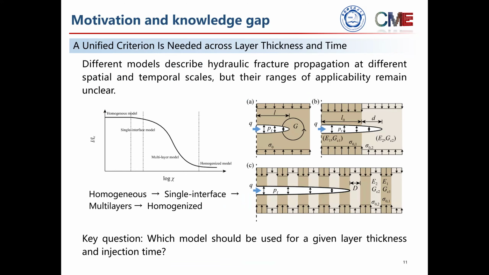Depending on scale, we can imagine at least 4 descriptions: a homogeneous model, a single interface model, an explicit multilayer model, and a homogenized model. All 4 can operate, but not at the same time and not for the same layer thickness. The key question is therefore, for a given injection time and a given layer thickness, which model should be used?